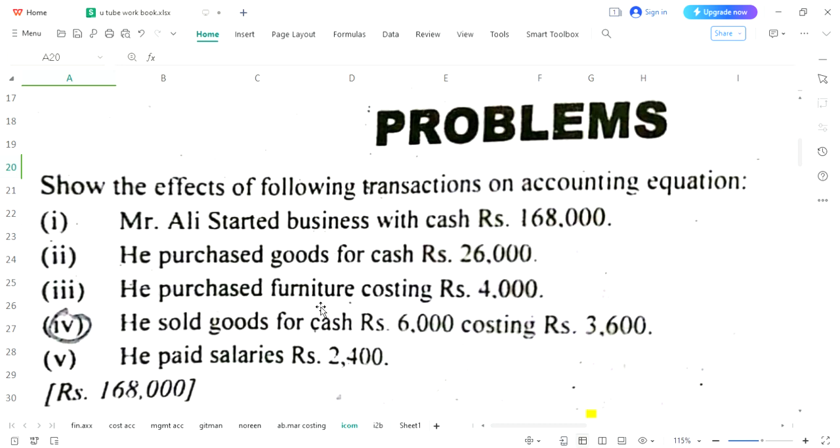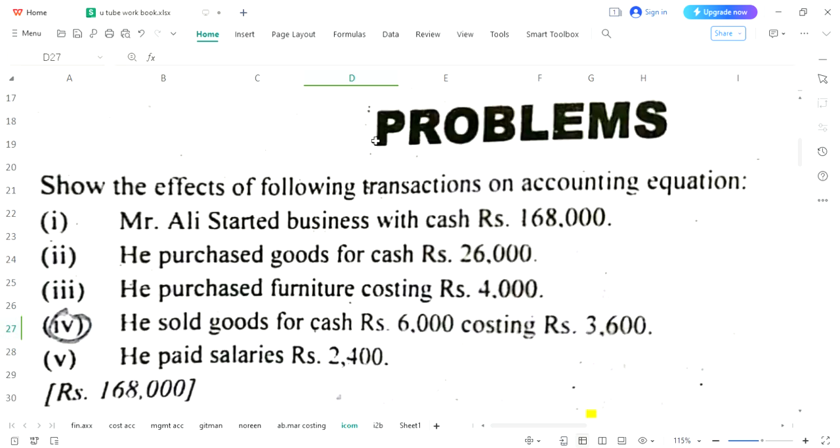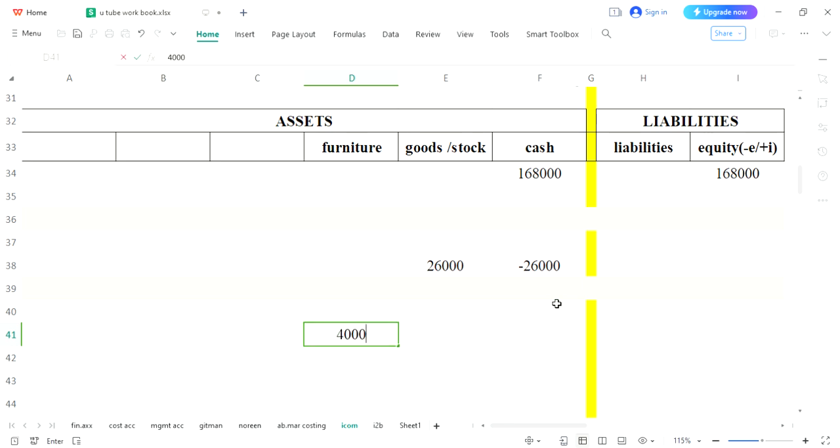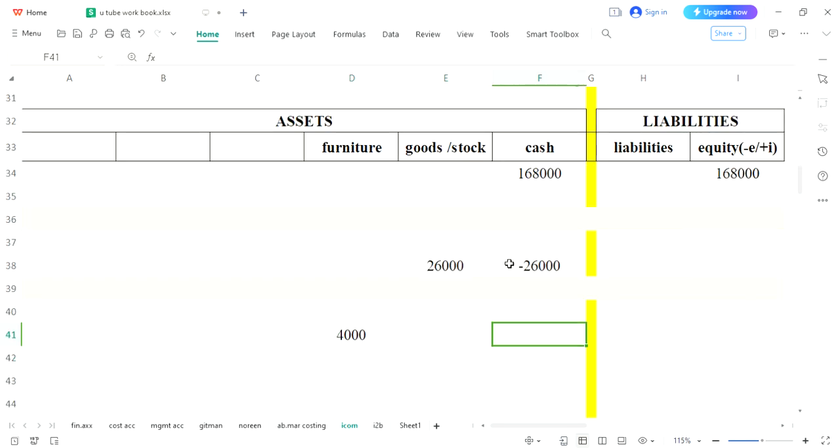Furniture asset. Increase in asset. It means you will increase one more column for your asset because it's a new asset. So here you will write how much the cost of furniture is: 4,000. Just put 4,000 over here. And next, when you buy furniture, cash will go out. Cash is decreasing. It means you will go to the cash column and write 4,000 but with a minus sign because cash is decreasing.